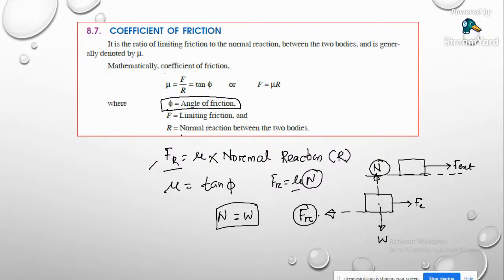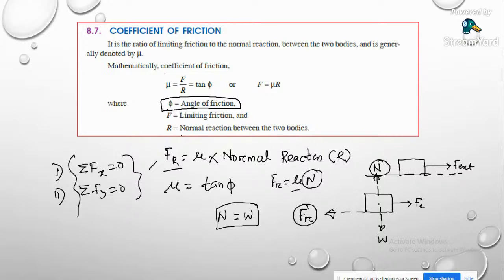Just remember, I'm reminding you of one thing: we always talk about the static condition. The body is not in dynamic condition, so the static coefficient of friction is in your part. Static coefficient of friction means we always use the static equilibrium equations. The net force in the x direction will be equal to 0, and the net force in the y direction will be equal to 0.